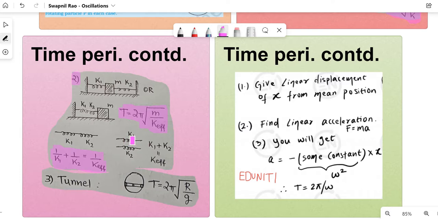And if they are connected in parallel, then it will be like the series formula for resistance, where k1 plus k2 is equal to k effective. You have to just substitute that in this formula to get the time period.